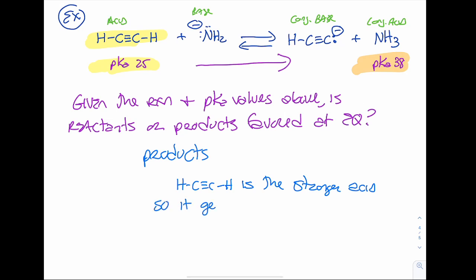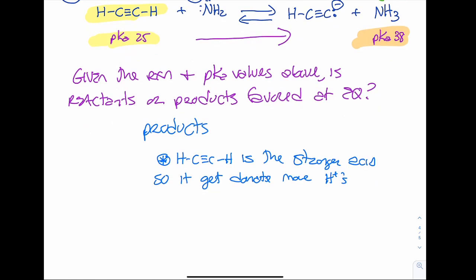So it gets to donate more protons. I mean, each one's only donating one, but there's more than one molecule, right? If we had 1 mole, we would have 6.022 times 10 to the 23rd of them. So each one is donating a proton, but more of them are donating protons. Hopefully that makes sense.